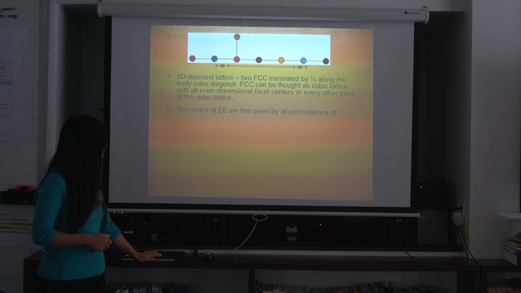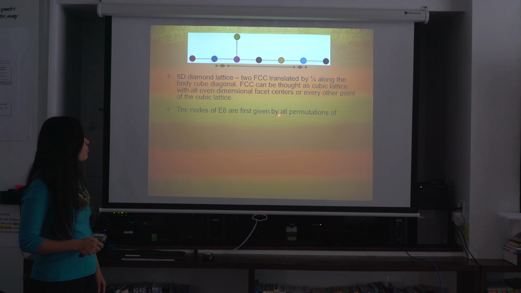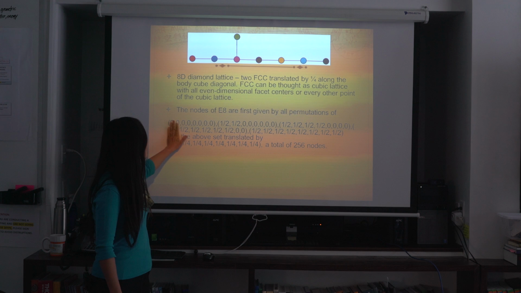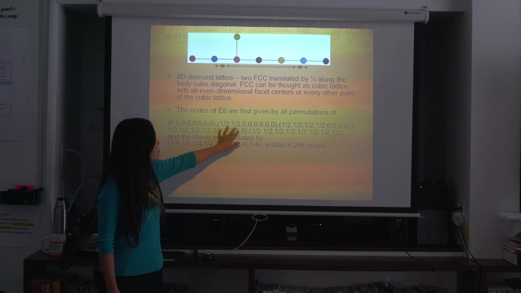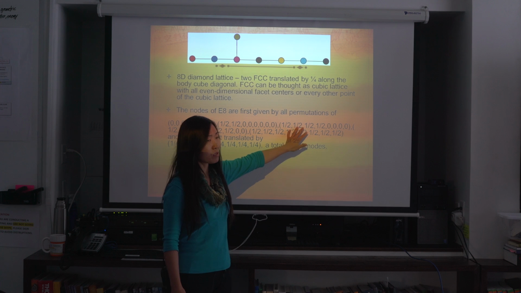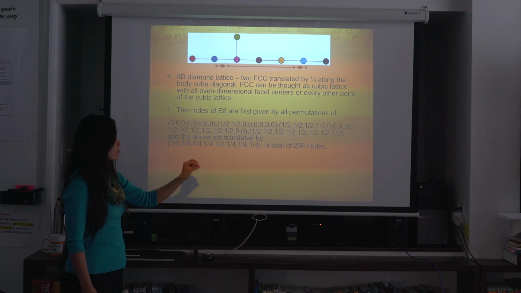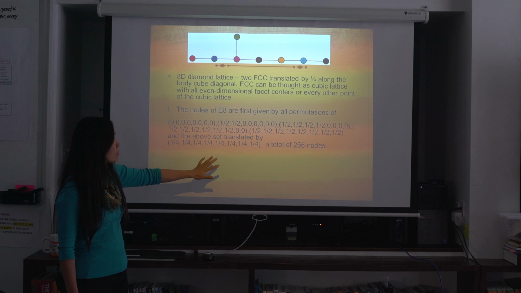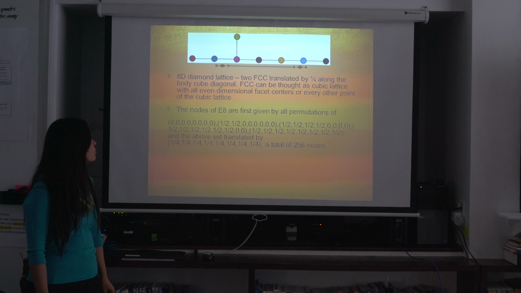Okay, so the nodes of E8 are first given by all permutations of these coordinates. You can already see that the permutation of this is just itself. And this is like the face center of the two-dimensional facets, and that's the face center of the four-dimensional facets, and 6 and 8. So all the even-dimensional facet centers. That's one eight-dimensional FCC, and then you translate it by one quarter along the diagonal. We also need the negatives of this, right? Yes, the permutation of sign as well. Otherwise you won't get the whole unit cell.